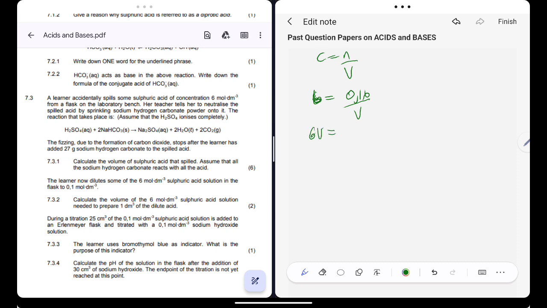So 6V equals 0.16, then my volume is 0.16 divided by 6. What do I get? I simply get 0.027 cubic decimeters. This is the volume, or I can simply say I have 27 cubic centimeters. It's up to me how I choose to represent it.